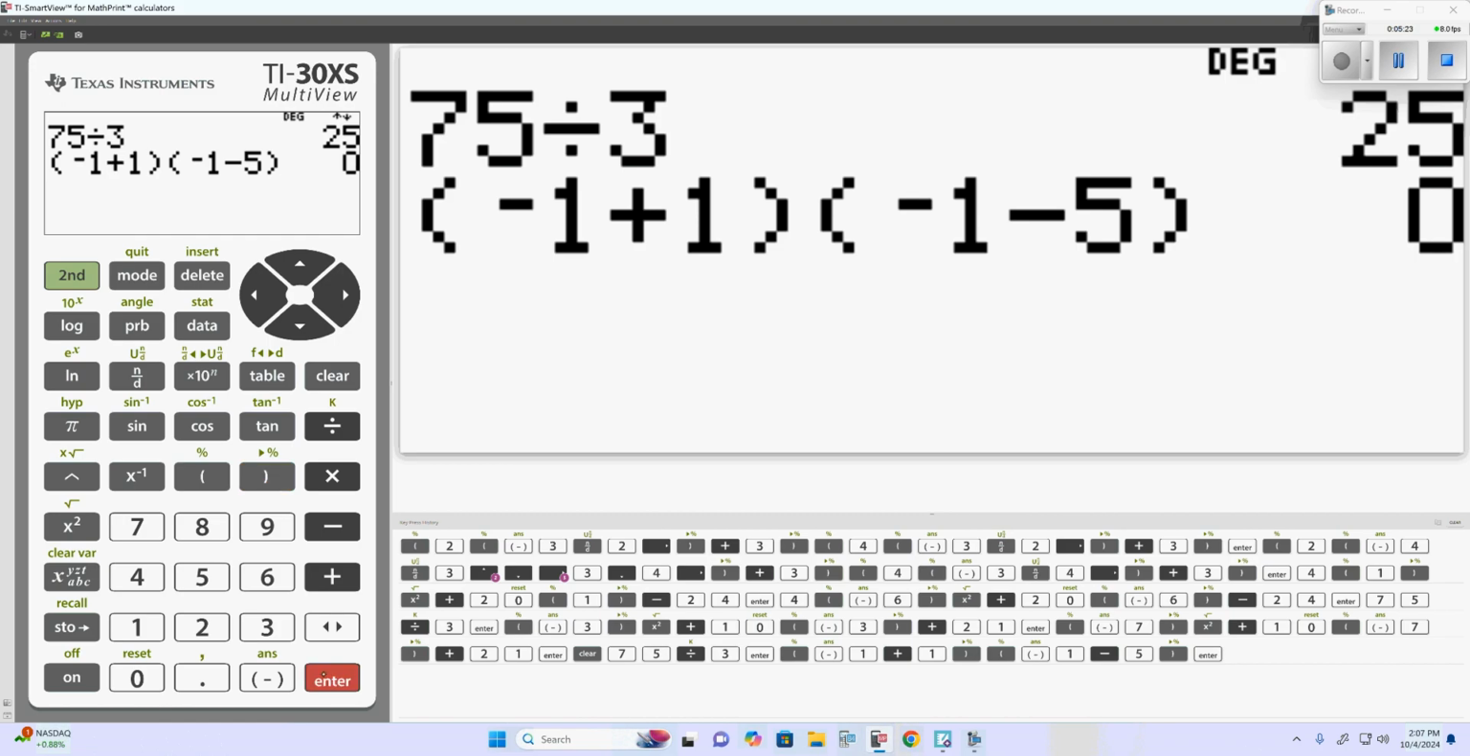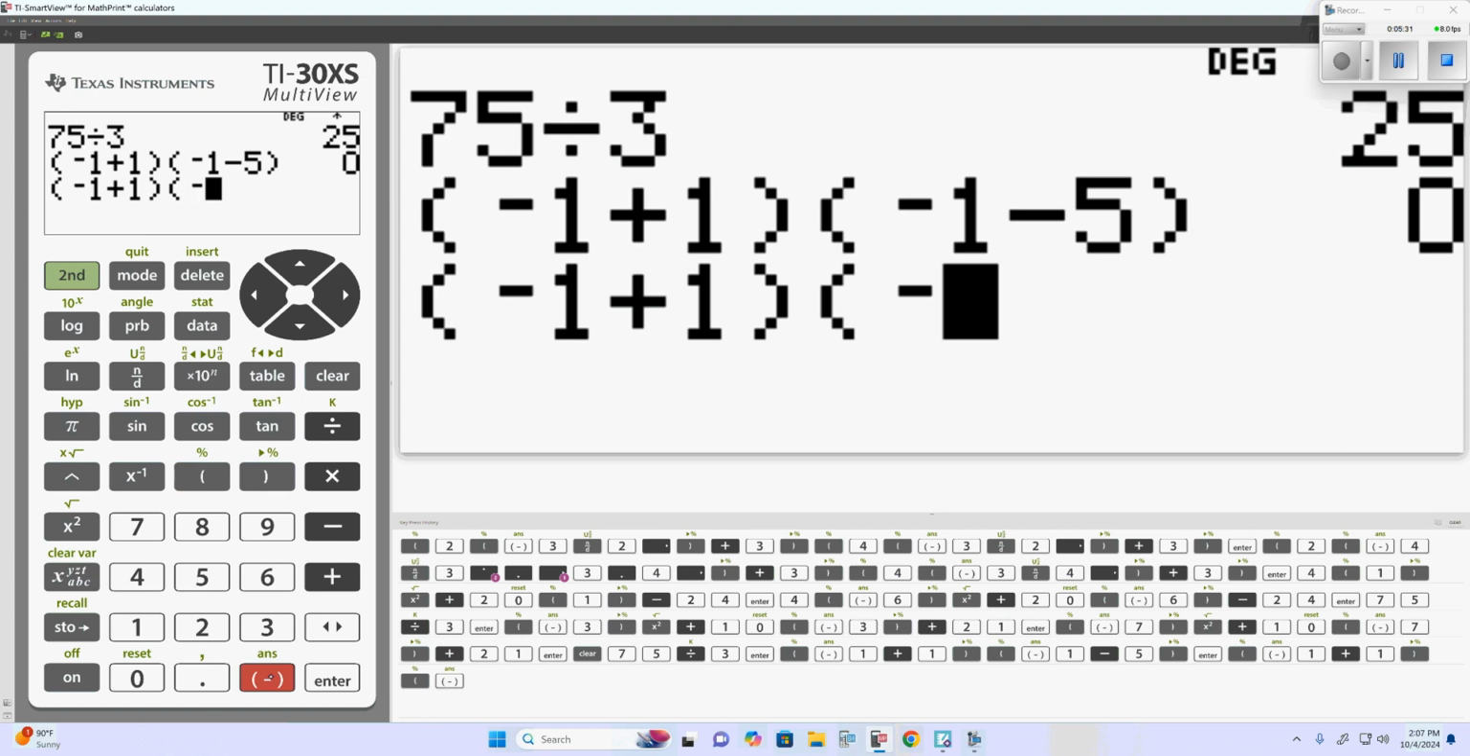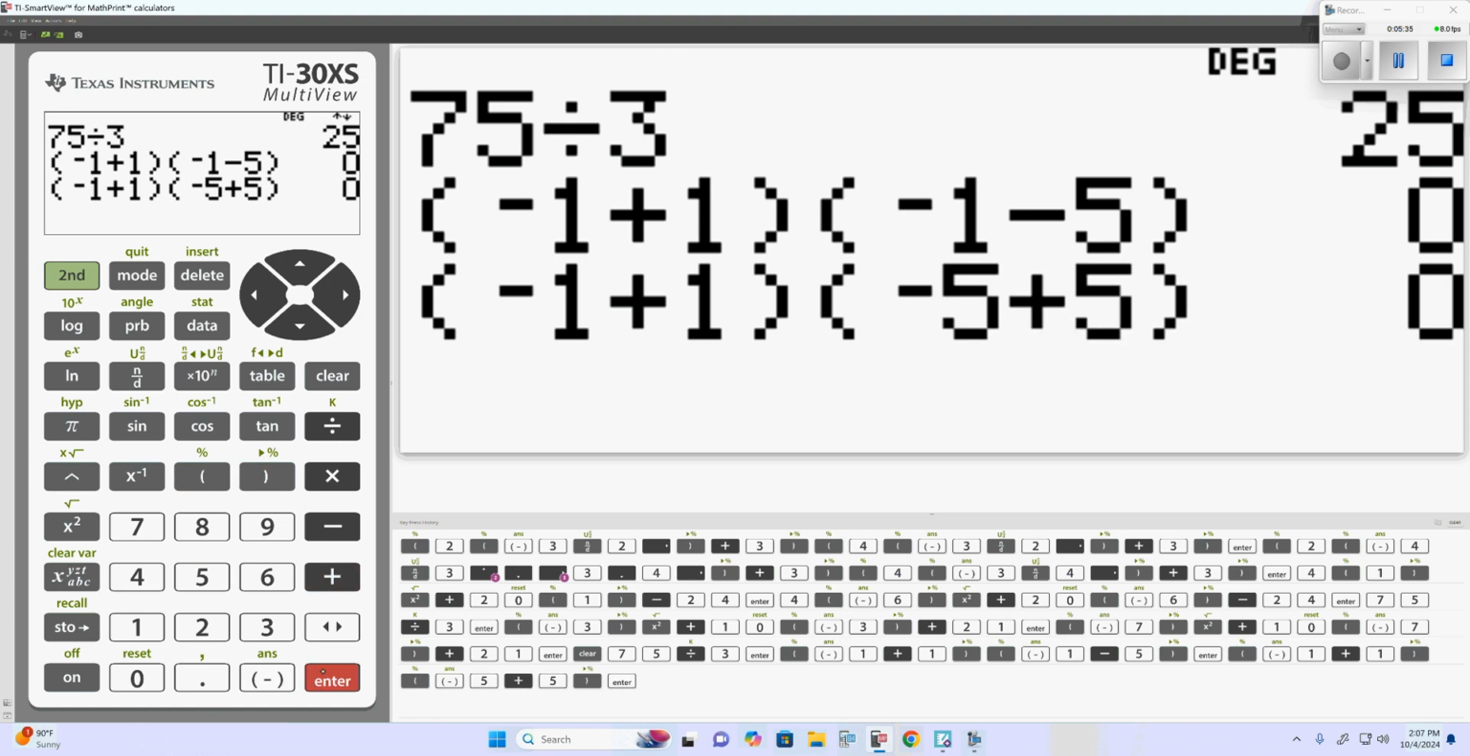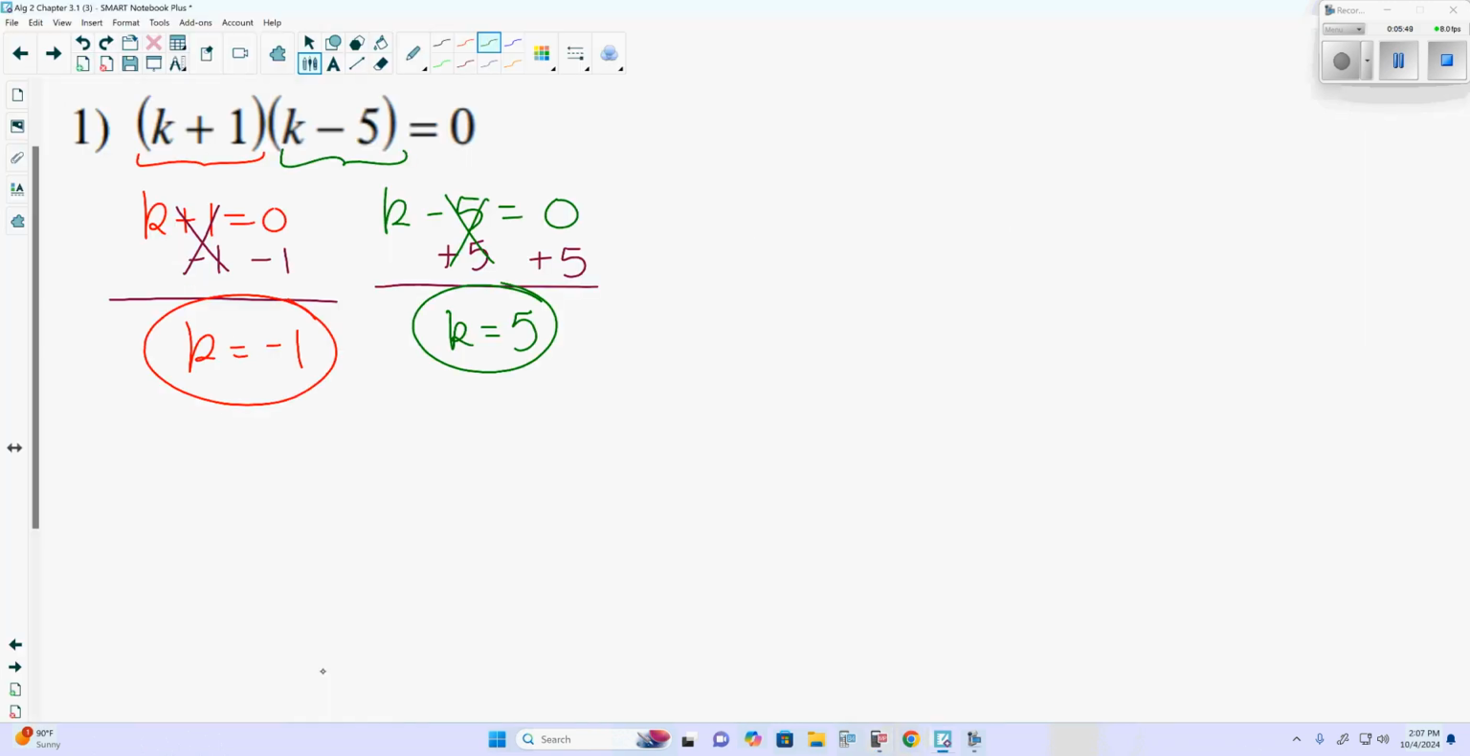It does indeed give us 0. We can do the same thing with 5. 5 minus 5 is 0, so negative 1 plus 1 times 5 minus 5 is 0. So those two are indeed our solutions. Questions on this here? We like this so far. Okay. We're ready for the next one.